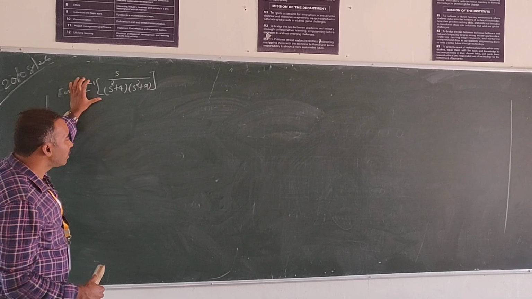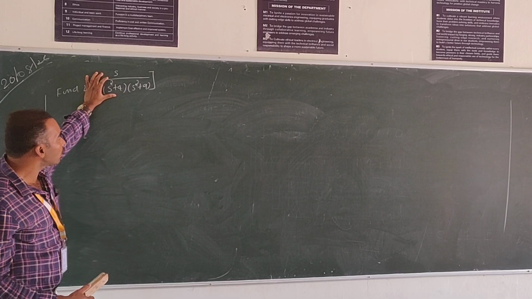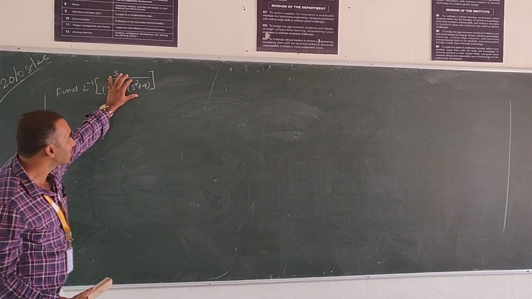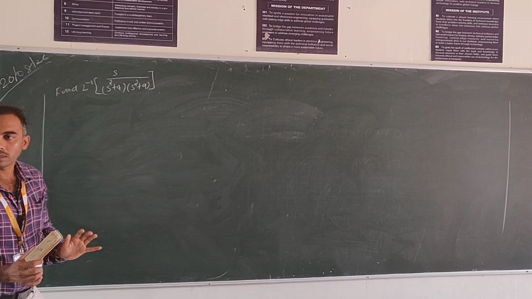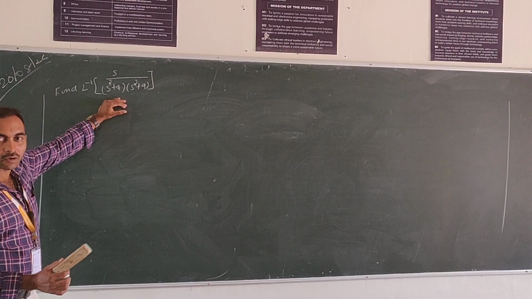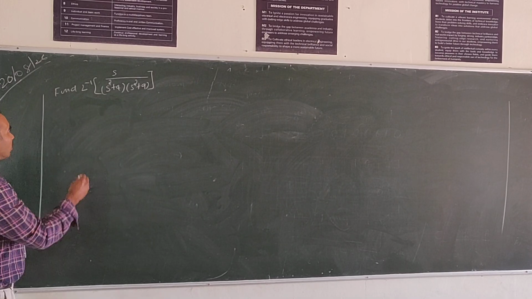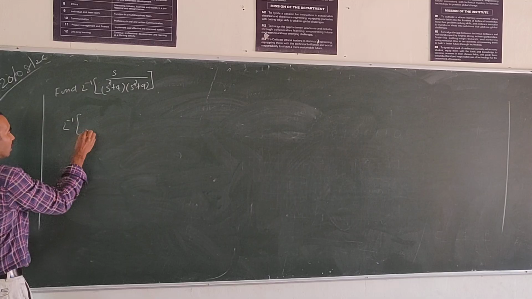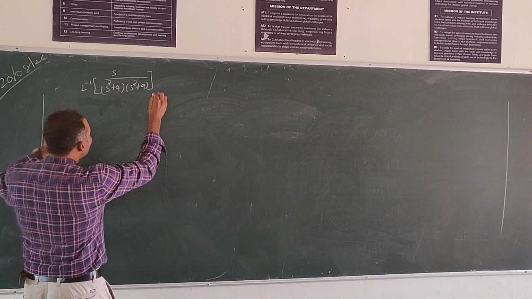Find L inverse of S divided by (S square plus 4) into (S square plus 9). All of you listen carefully. Here we have to use the convolution theorem. So for L inverse, we have to split this term into two.